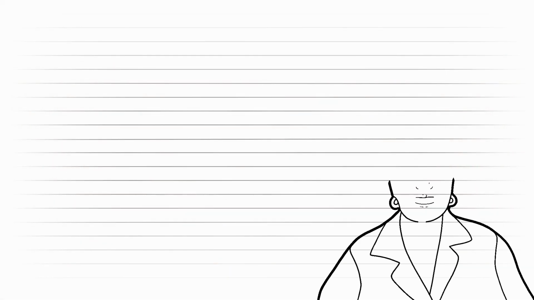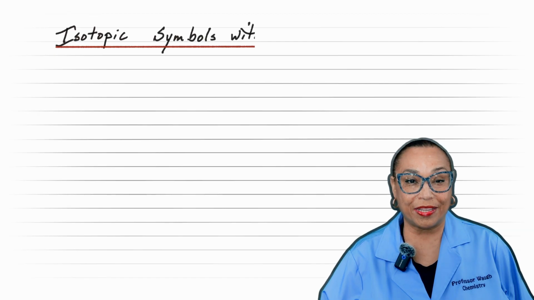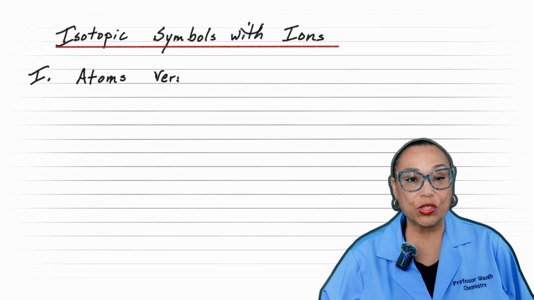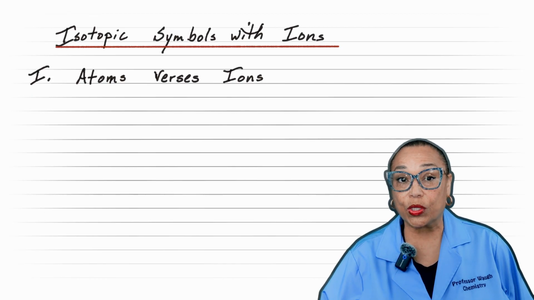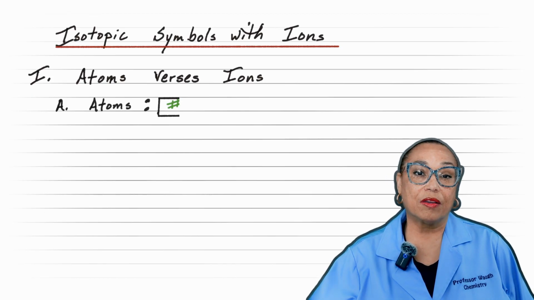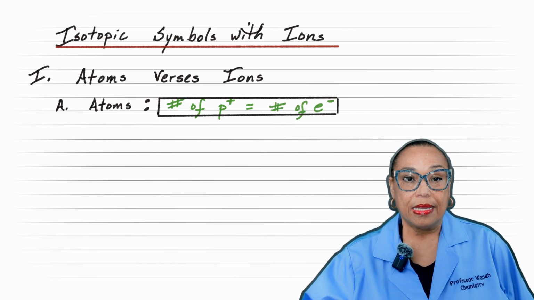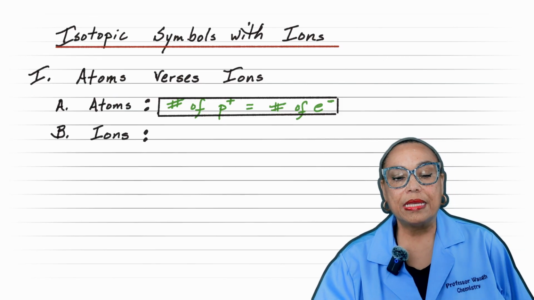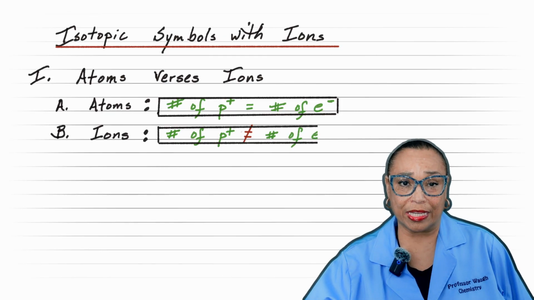Hi guys, today we're talking about isotopes with ions. Now let's do a quick review. Atoms versus ions. Remember what I told you in a previous video. Anytime you say the word atom, the number of protons must be equal to the number of electrons. Now, if I say ions, the number of protons is not equal to the number of electrons.